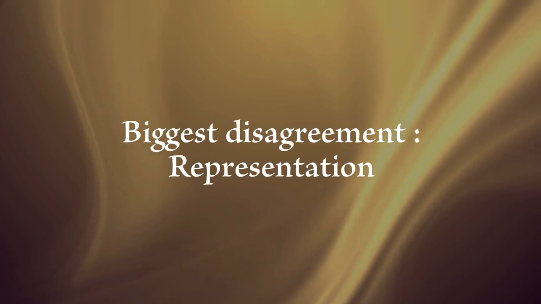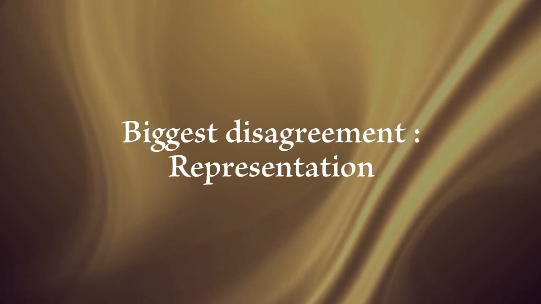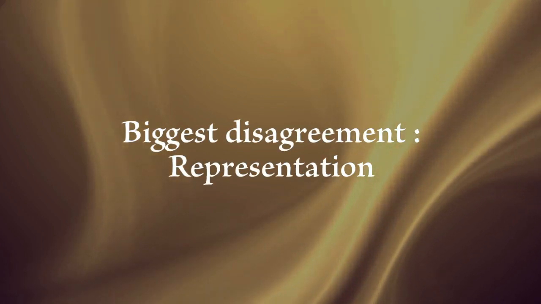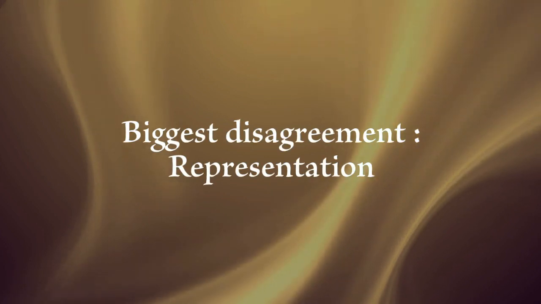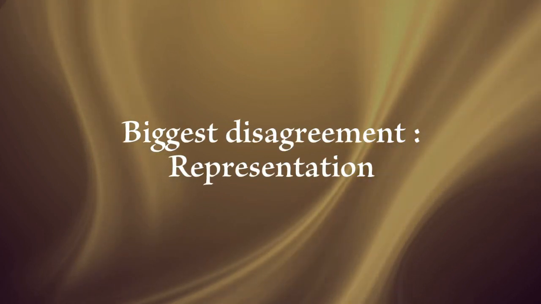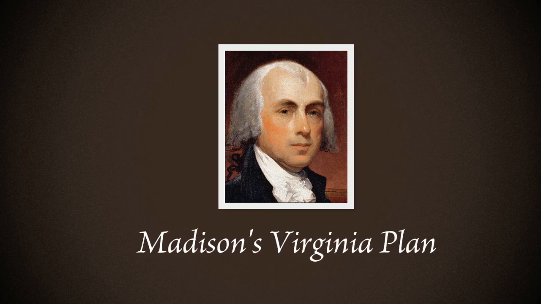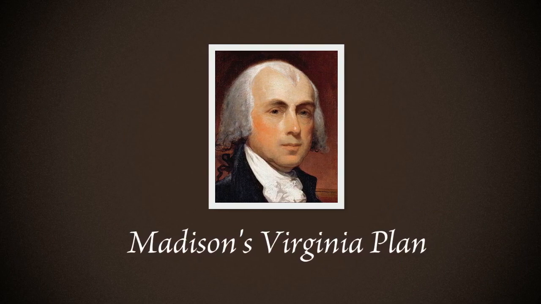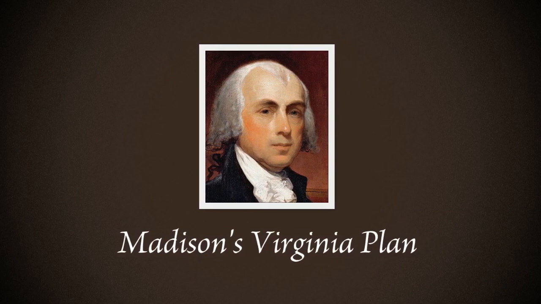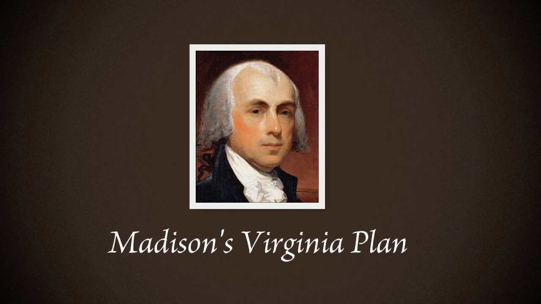The most significant of these disagreements had to do with Congress, the legislative branch. The single biggest area of disagreement at the Constitutional Convention was the issue of representation. In other words, how many votes would each seat get in Congress? The first plan to be considered at the convention was James Madison's Virginia Plan, which came to be known as the Large State Plan because it favored the larger states.